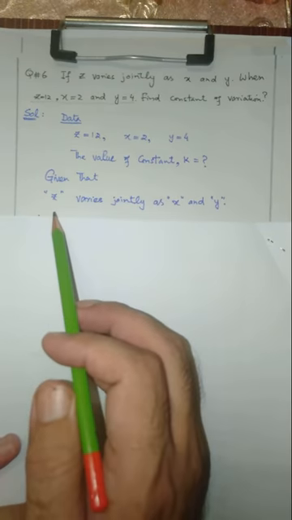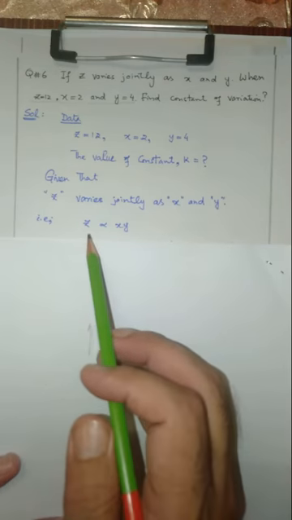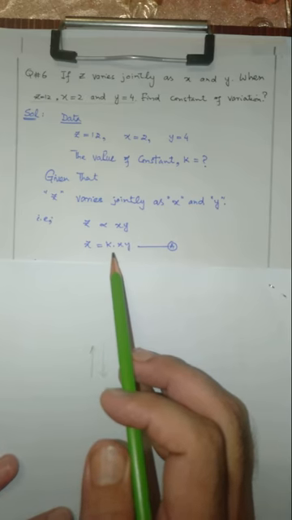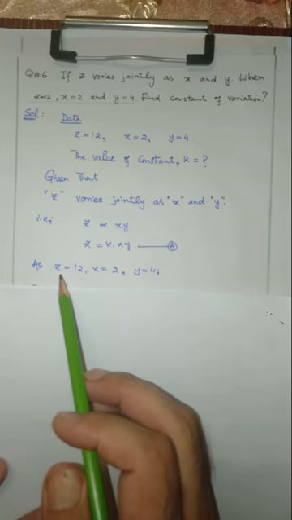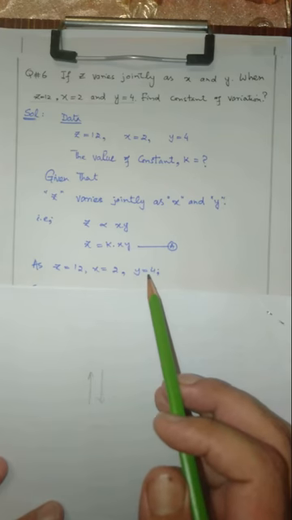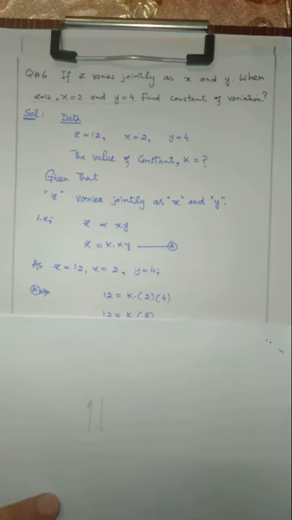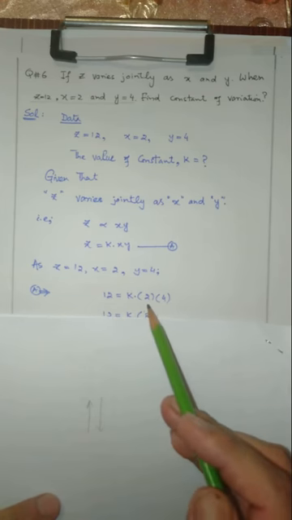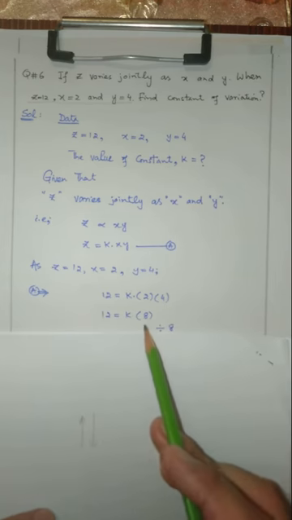Given that small z varies jointly as x and y, mathematically it can be written as z proportional to x into y. z is equal to k dot xy. This is called equation A. The given values are z is equal to 12, x is equal to 2 and y is equal to 4. So equation A implies, putting the value of x, y, z: 12 as it is, 12 is the value of z is equal to k, x is equal to 2 and y is equal to 4. 2 4s are 8.